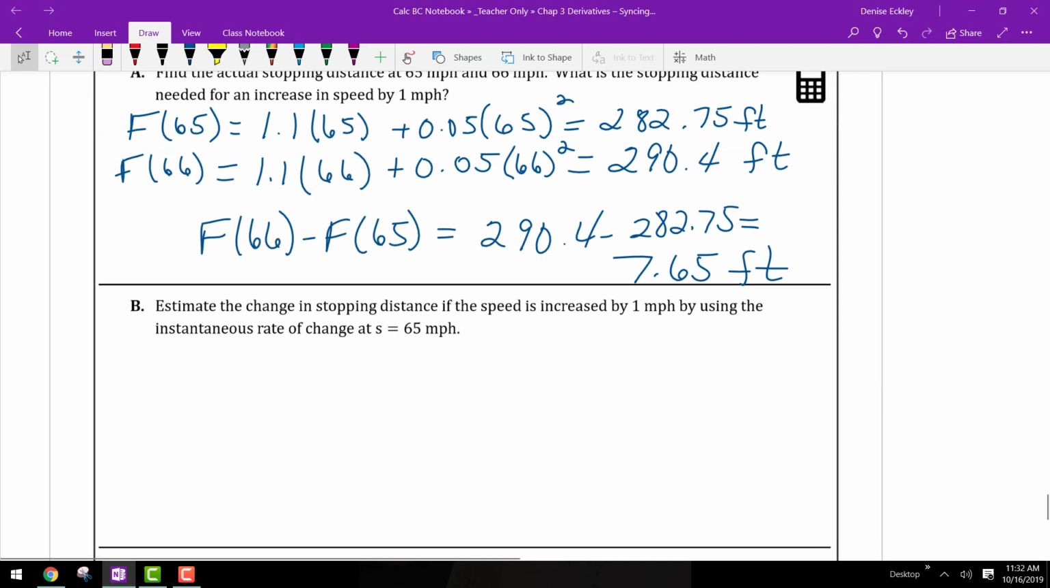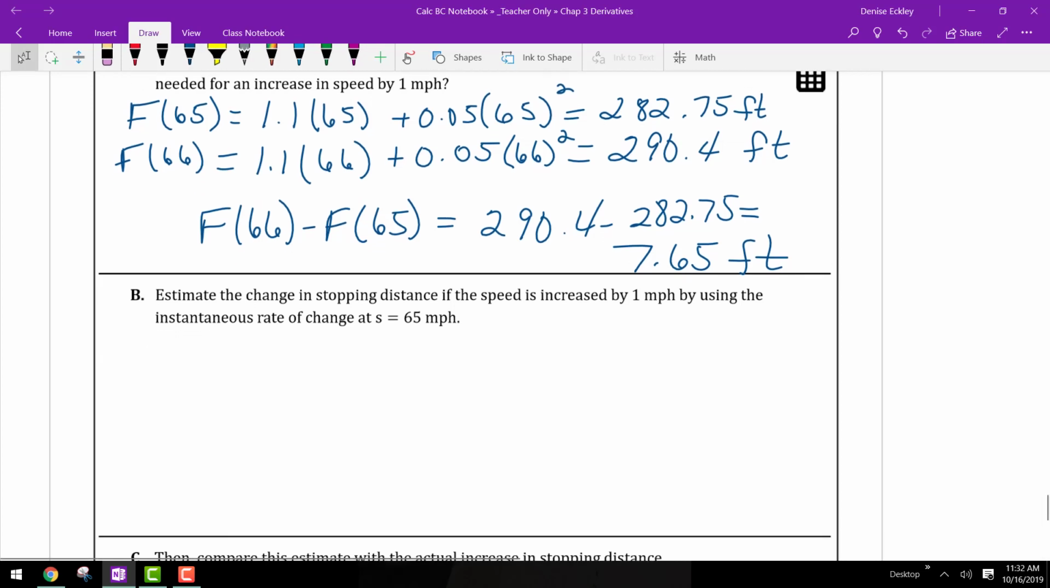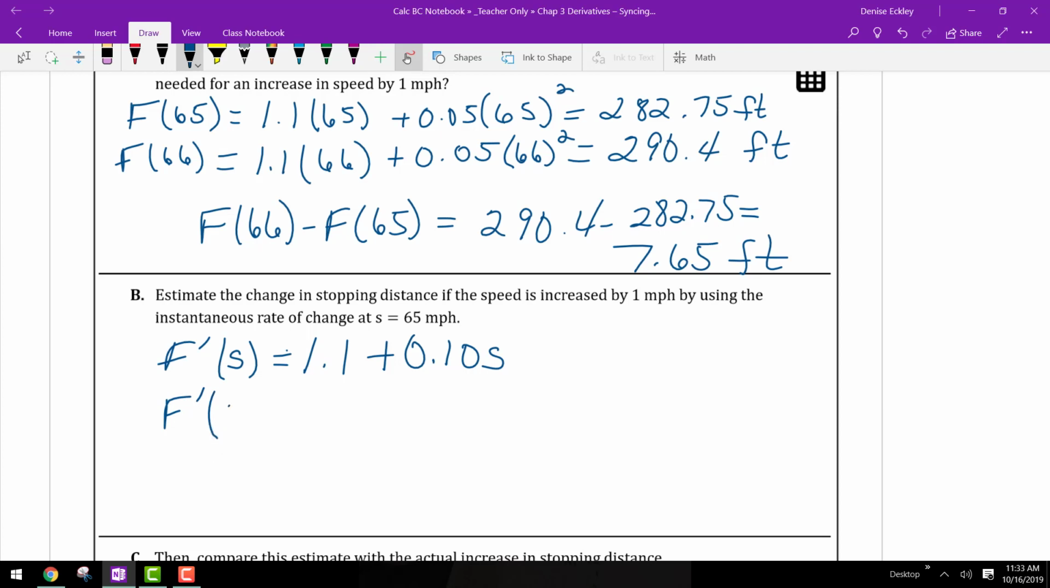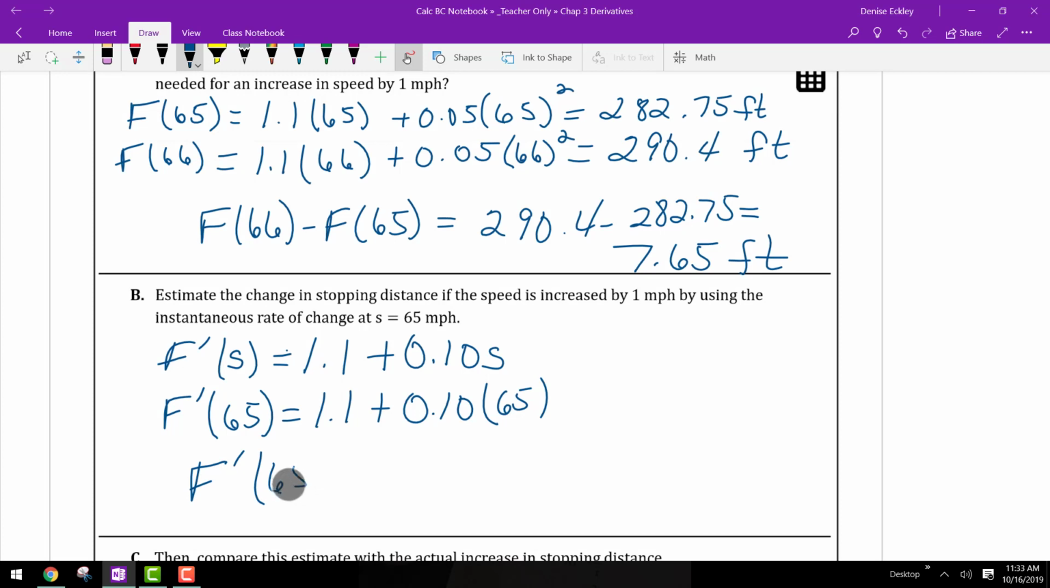Okay, then part B says, estimate the change in stopping distance if the speed is increased by 1 mile per hour using the instantaneous rate of change at s equals 65. So that means we want to find the derivative of f. F prime of s is going to equal 1.1 plus 0.10s. And so f prime of 65 is going to be 1.1 plus 0.10 times 65. So our instantaneous rate of change at 65 comes out to be 7.6 feet.